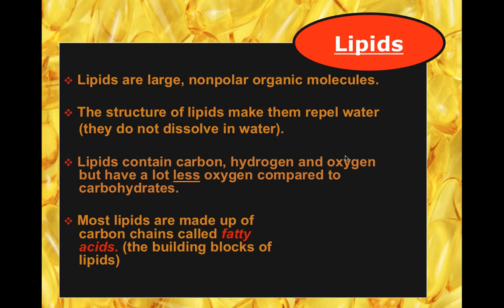Most lipids are made up of carbon chains. As I stated before, these are called fatty acids, and these are the building blocks of lipids. In other words, these are the monomers of lipids. Fatty acids are the monomers of lipids. Fatty acids are the building blocks. They come together to form the polymer, which we know as lipids.